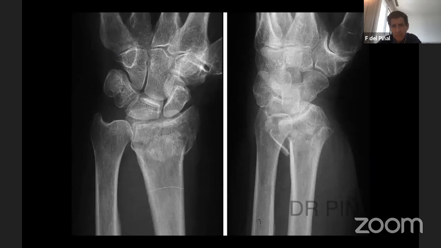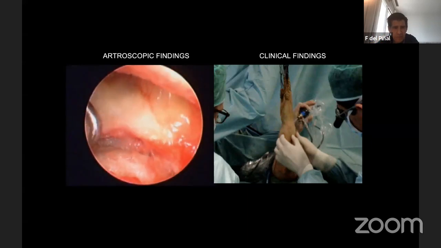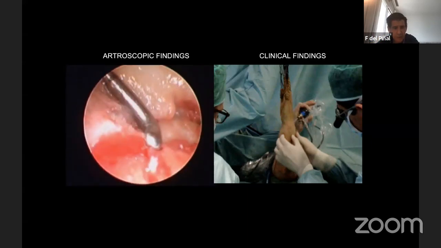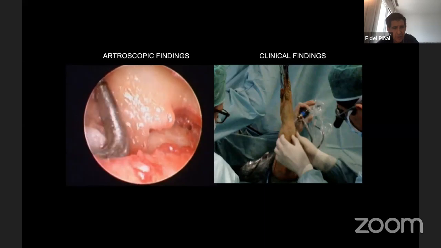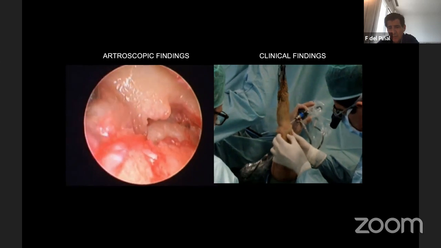This patient, for example, also has an injury similar to the one I showed you before. The dorsal ulnar corner of the radius is fractured, and here's the ligament, as in the case before. When we put the scope in, you see that this is the TFC. There is some rupture because this patient has a degenerative rupture, but here the dorsal ulnar corner of the radius looks to be unstable, but clinically the patient was stable. So we didn't do anything.